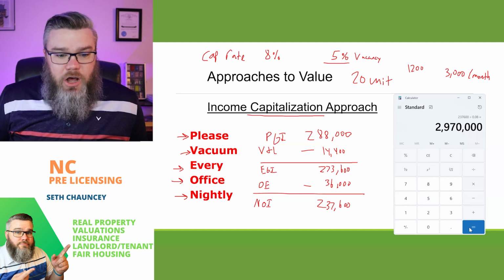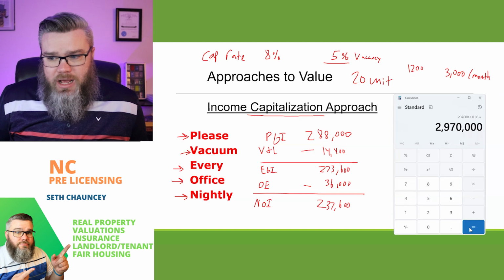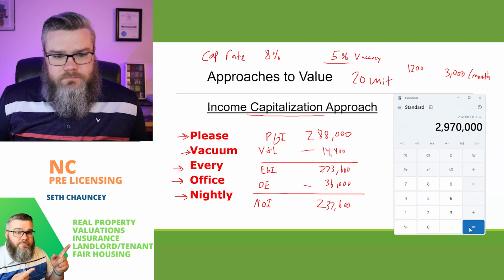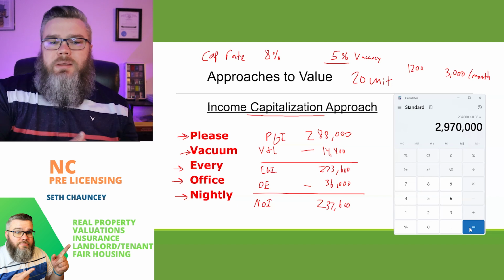So what is the value of this 20-unit apartment complex that makes an NOI of 237,600? It would sell for almost $3 million. So that is how we utilize this to determine the value based on the money it makes.